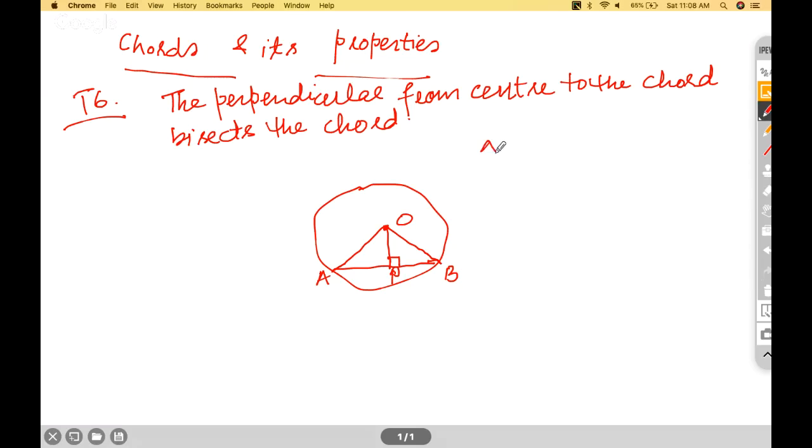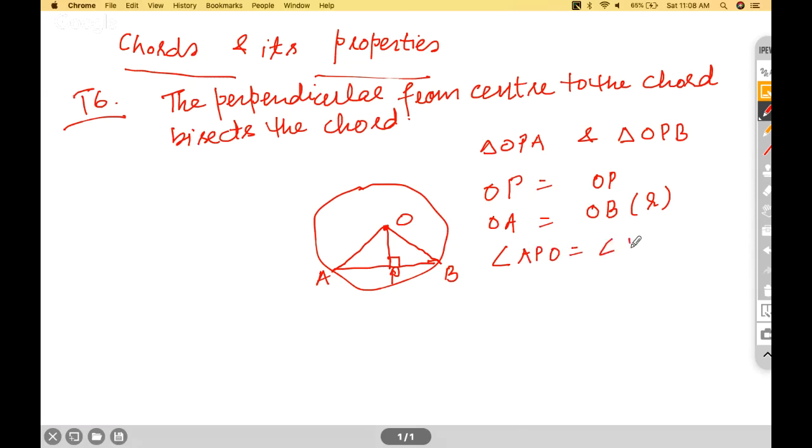I take triangle OPA and triangle OPB. So in these two triangles, OP is equal to OP, the side is the same, and OA is equal to OB, they are radii, and angle APO is equal to angle BPO because it is perpendicular. So this is 90 degrees. So what kind of congruency do I have?